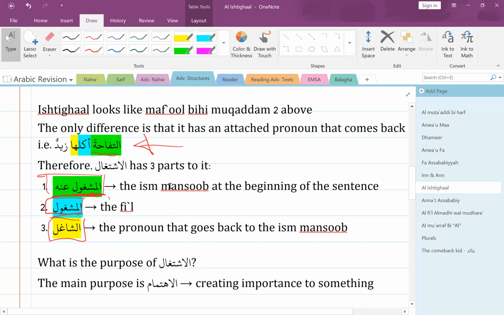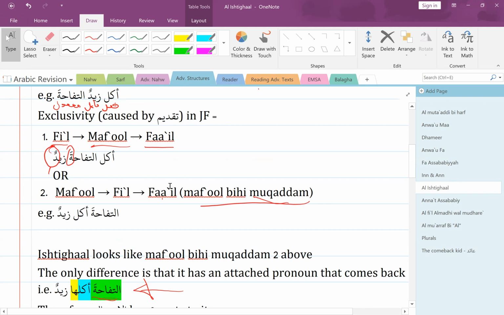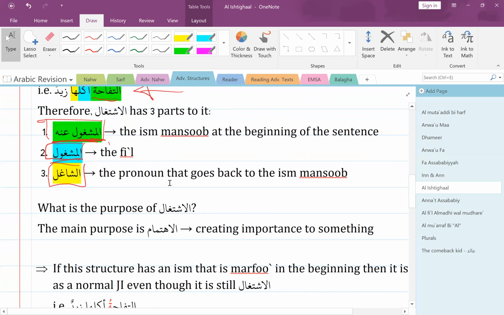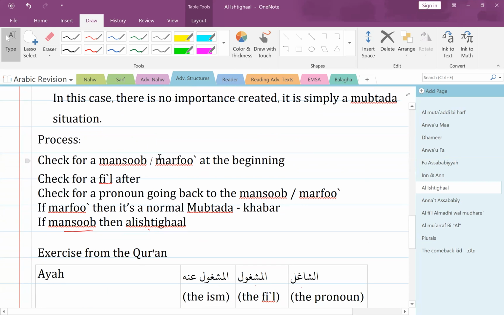Any questions on that? Just remember, you need the shaghil, and that's what makes it different from maf'ul bihi muqaddam. And also it can be marfu', and if it's marfu', then it's just a jumla ismiya. Those are the two main things you need to remember about this topic. This is aside from the main topic, and it's to give importance to something besides the main topic. That's the reason why the structure is used. The main topic is important, but Allah wants to give importance to this subtopic in the context of the main topic.